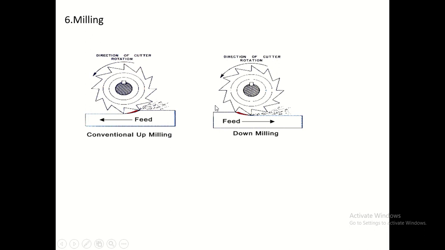Down milling means what? The feed is given to the table in the right direction and the cutter also rotates in the anti-clockwise direction. Means the feed given to the table and the cutter rotation are in the same direction, then it is called the down milling operation.